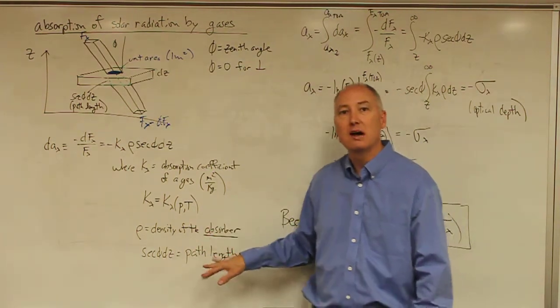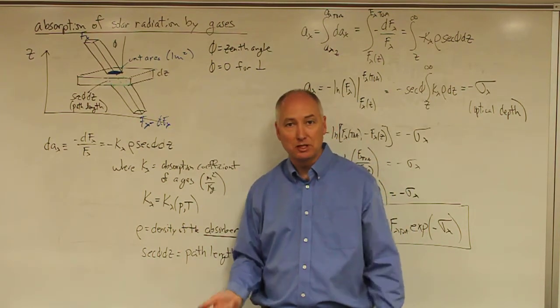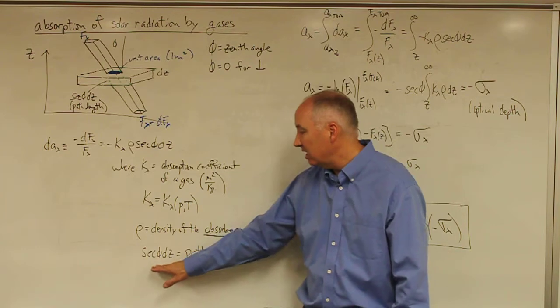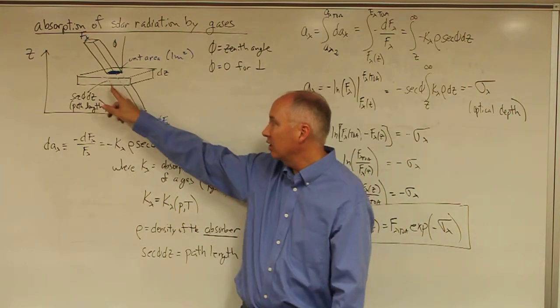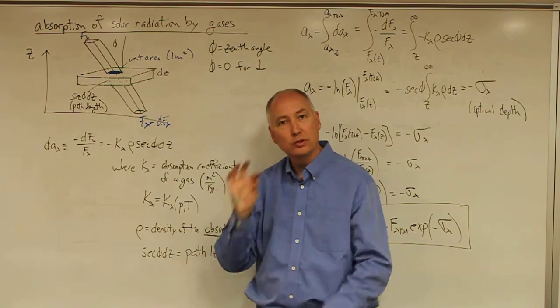This is the most common error that's made when doing a calculation of the absorption by a gas. And then secant phi dz is actually the path length of the radiation through this absorbing layer.